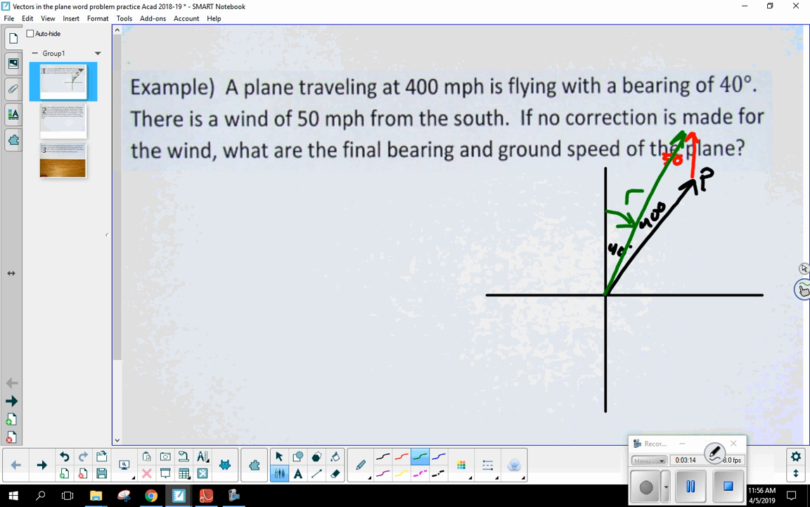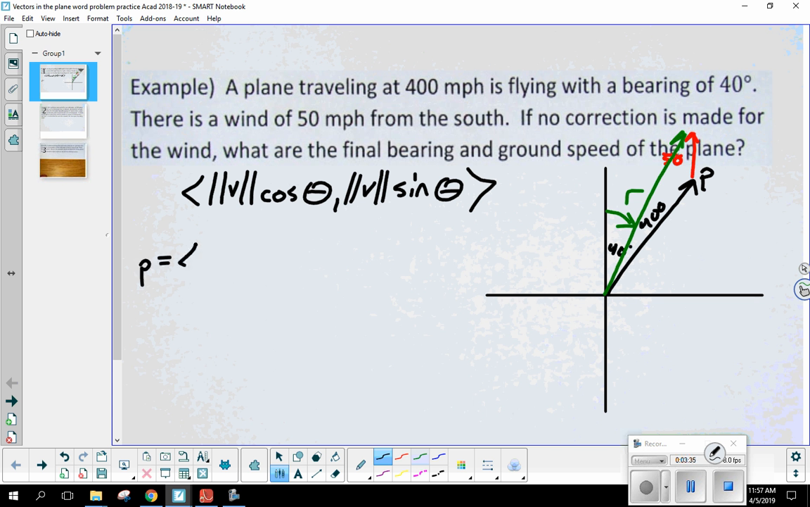Now here's a formula that we like to use. The magnitude of a vector, cosine theta, the magnitude of a vector, sine of theta. Okay. So let's say P represents the component form, the vector for the plane. Okay. Well, do we know the magnitude of the plane? Yeah, how fast is it traveling? 400. So here speed is my magnitude. So that's 400. Cosine what?